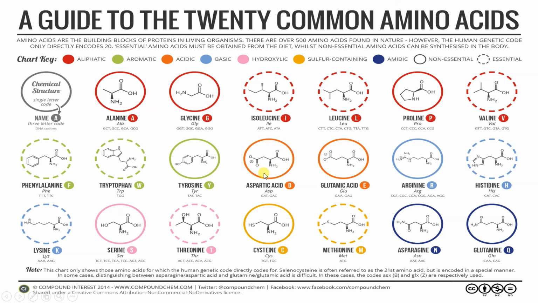Acidic ones you can identify very easily, as the name ends with the word acid, like aspartic acid, glutamic acid. This green one is aromatic, that means a benzene ring must be there. And this complete red is aliphatic, straight chain, like alanine, glycine, isoleucine, leucine, valine. All these will be aliphatic. So this is all about the 20 amino acids.